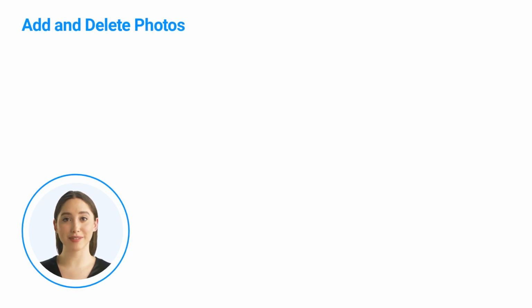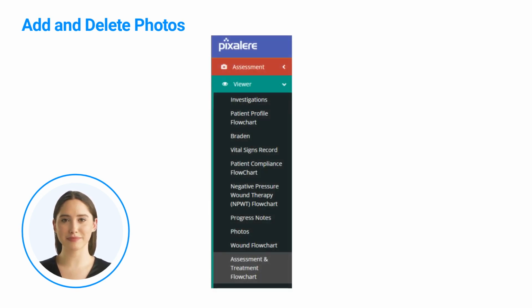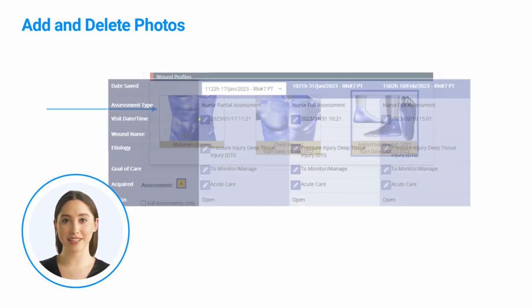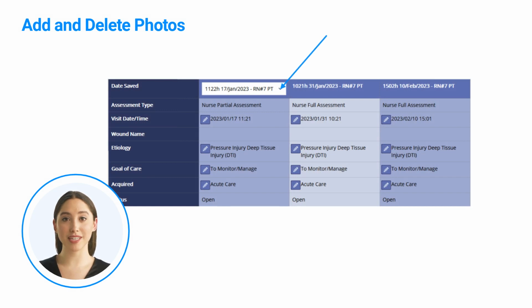Let's cover adding and deleting photos. To do so, you must be logged into Pixelair and in your patient's file. Select the assessment and treatment flowchart under Viewer in the navigation menu. Choose the wound profile from the top of the page and select the assessment date that contains the image you want to delete or needs an image added.